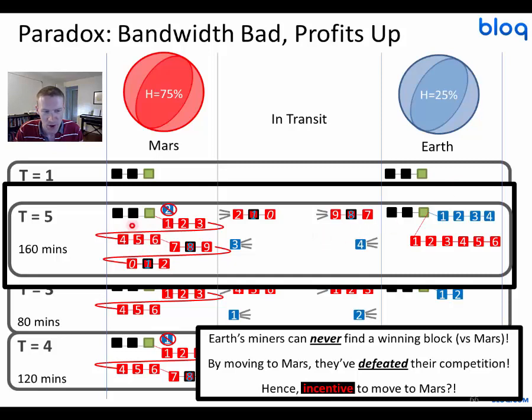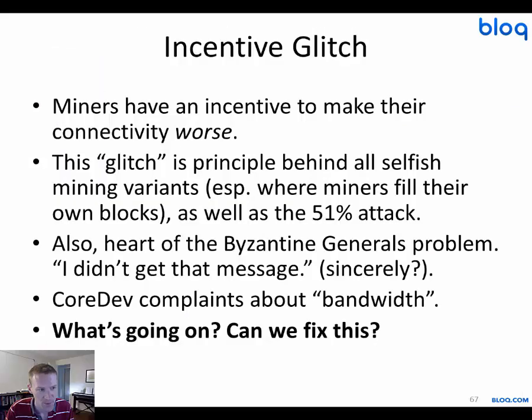The blocks going from Earth to Mars never make it into the Mars chain, but the blocks going from Mars to Earth obliterate Earth's chances of ever finding a block. So Earth's miners can never find a winning block compared to the Mars miners. By moving to Mars, the miners have an advantage. They've defeated their competition. So hence there is an incentive to move to Mars. And this is a horrible glitch, I feel. Miners have an incentive to make their connectivity worse.